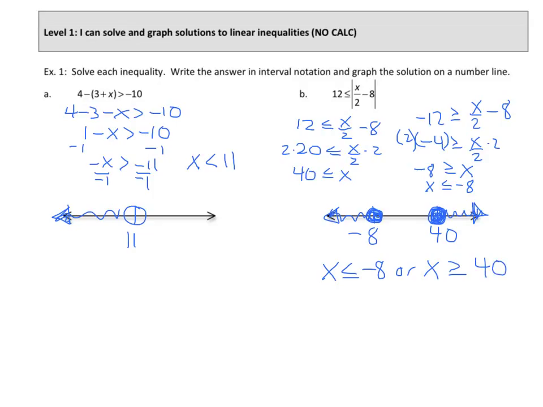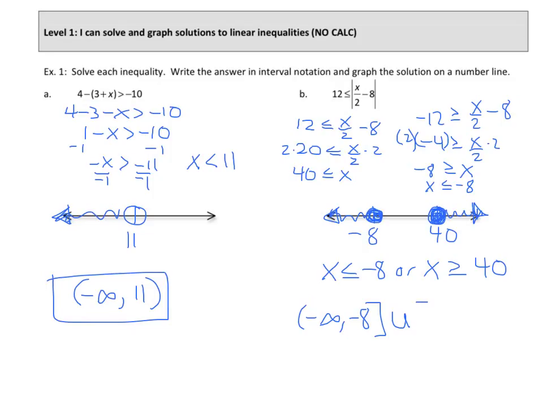And you're going to need to give your answers in interval notation in level 1. So a reminder of how to do that. Back to example A, if I wanted to write that answer in interval notation, that would be negative infinity to 11. And since it's an open dot, I would use a parenthesis. And in this next example, part B, my answer in interval notation would be negative infinity to negative 8 with a bracket, and then union 40 with a bracket because of the closed dot, to infinity. And we always use parentheses around infinity symbols.